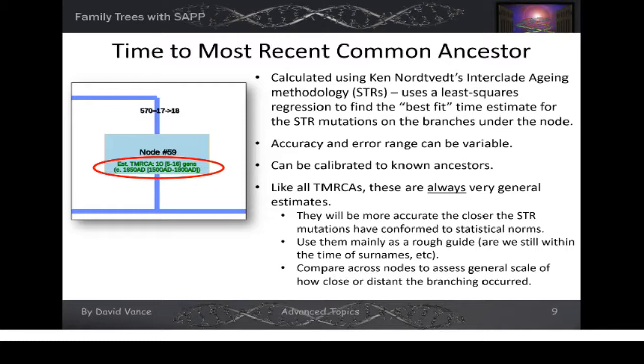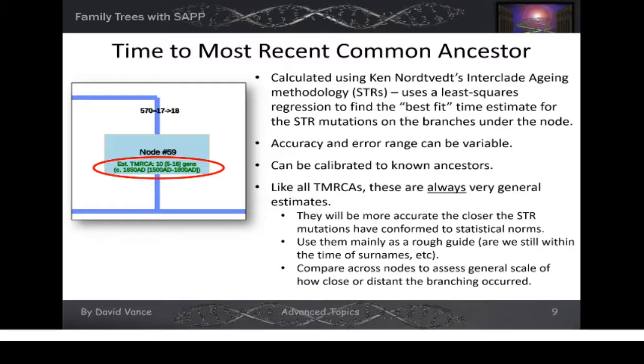But the constant warning about TMRCAs, whether they're STR or SNP based, is that they're always very general estimates. So they will be more accurate the more STR mutations have conformed to statistical norms, which means most of the people who do conform will see them being fairly accurate. But either in different sections of your tree or perhaps along the entire tree, if the STR mutations that have occurred among your group are in fact very diverse and very different from the statistical norms for those STRs, then you'll see that they will not necessarily be as accurate, and the true dates may in fact be outside of the error range. So be aware that they should only be used as a rough guide.